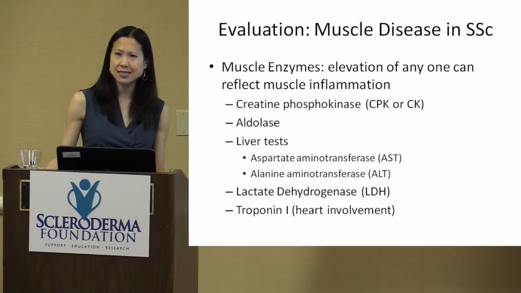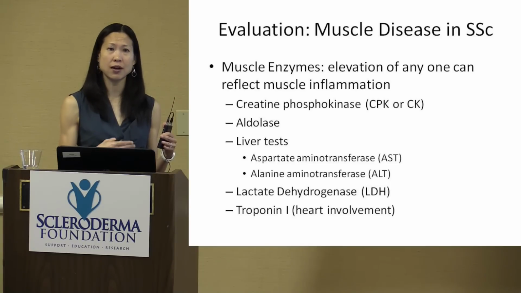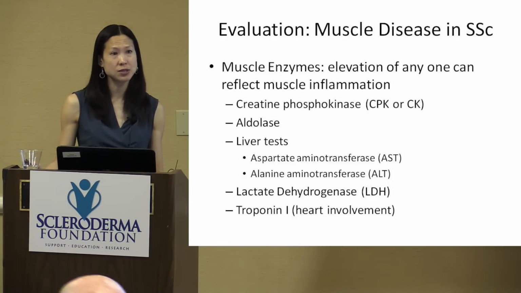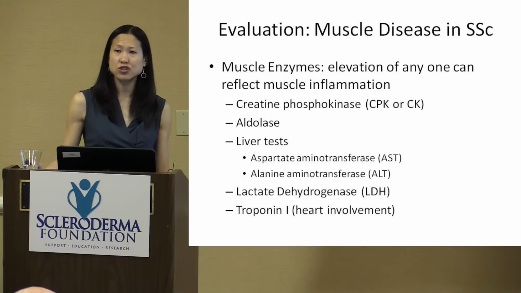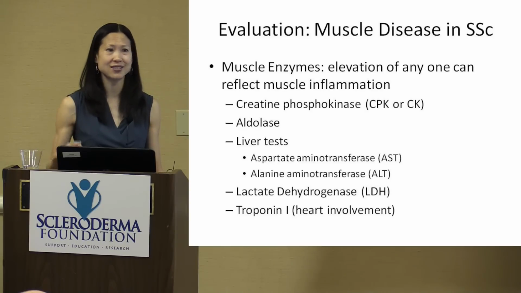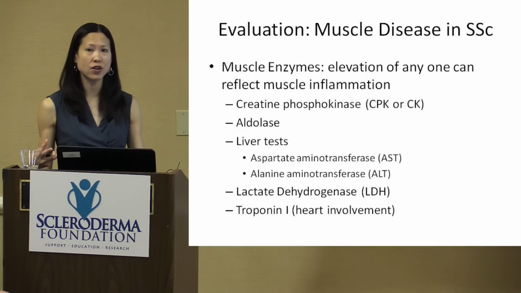Lactate dehydrogenase is a test that often gets elevated when you have high cell turnover. It's thought that when muscle cells are dying, they often release this substance into the blood. And then troponin, you may have heard of this. It's a measure often used when they're looking for a heart attack if a patient comes in with chest pain. But if you have heart muscle involvement, the troponin can be elevated.